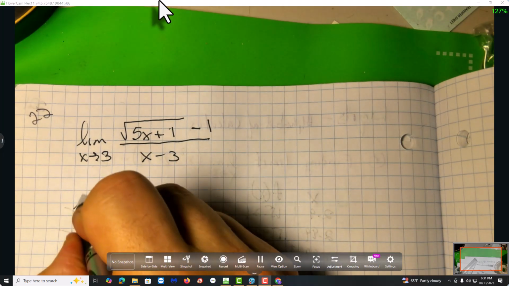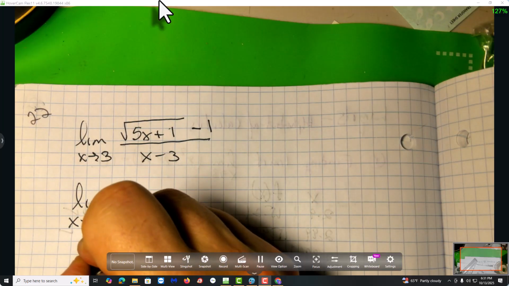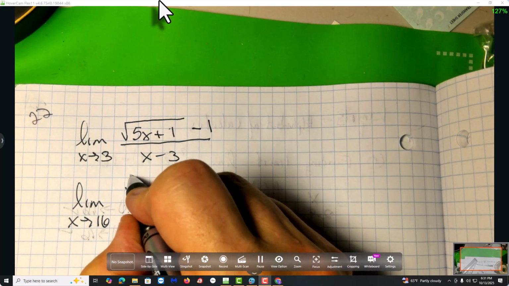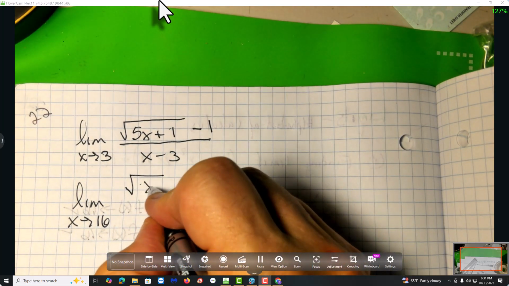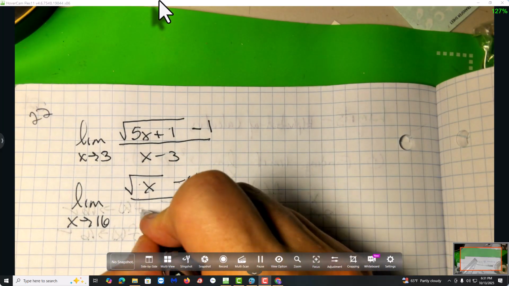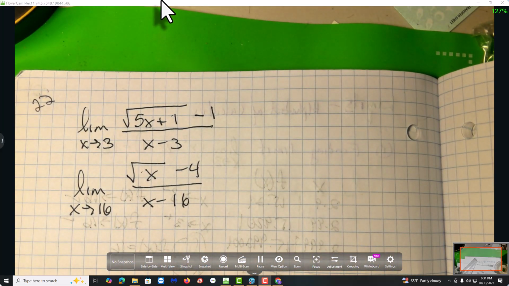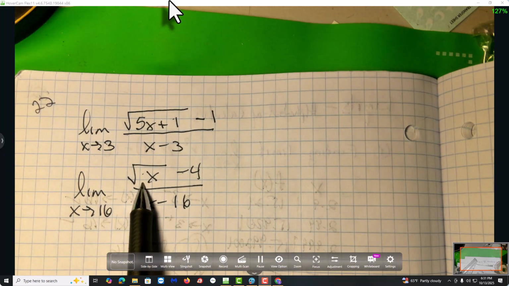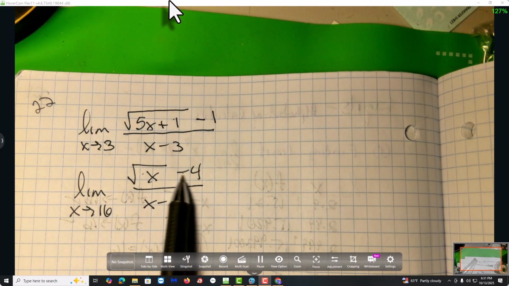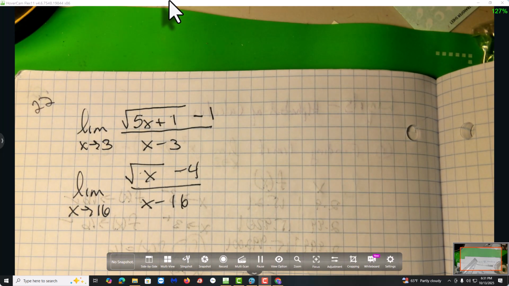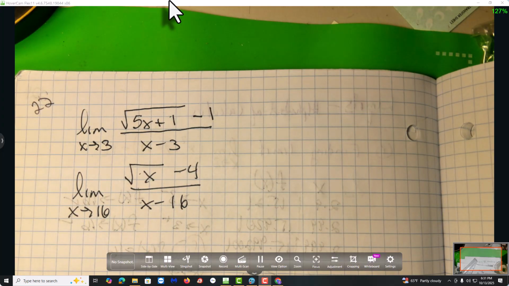Okay, we'll do an easier one. The limit as x goes to 16 of the square root of x minus 4 all over x minus 16. This one will work. I'll do this one two different ways. As x goes to 16, this numerator goes to 4 minus 4, which is 0, and this is 16 minus 16, which is 0. So we have 0 over 0, which is an indeterminate form.